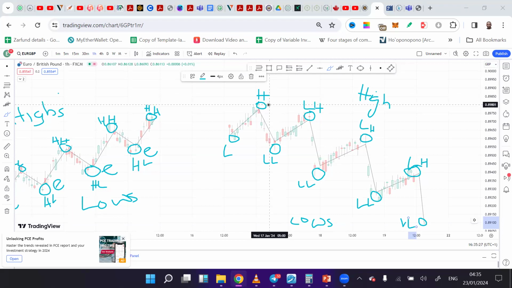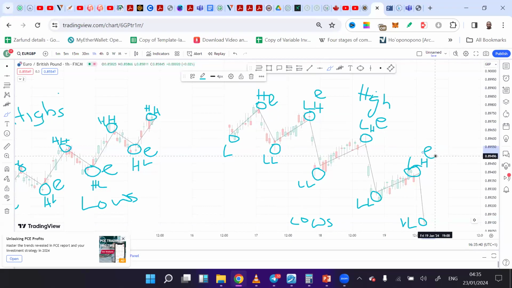Okay, so for entries now, your entries will be around the lower highs. The lower highs will present us the entries that we need in order to enter our sell positions. The lower highs will present us the opportunity we need in order to enter our trades.